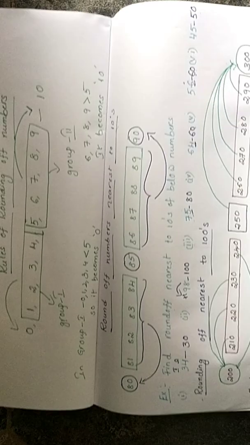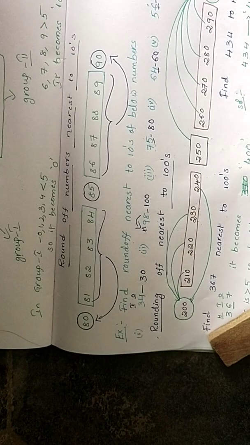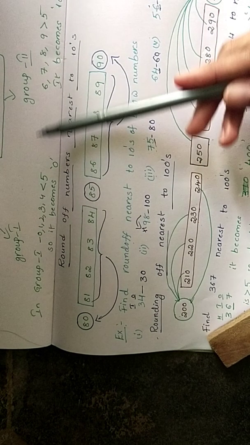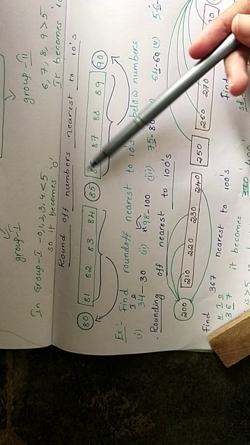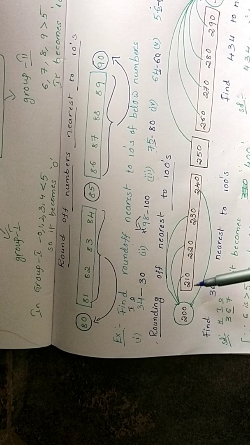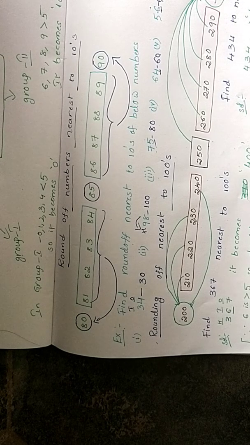Next, rounding to the nearest hundreds. This is understood, children. And next, rounding to the nearest hundreds. Same as above. I took 200, 210 up to 300 numbers. Okay, then how to find the nearest hundreds?